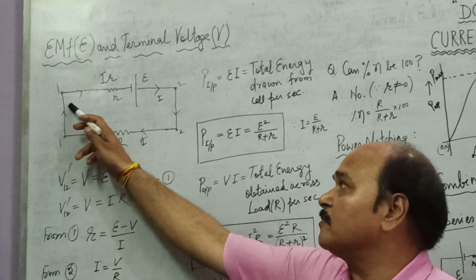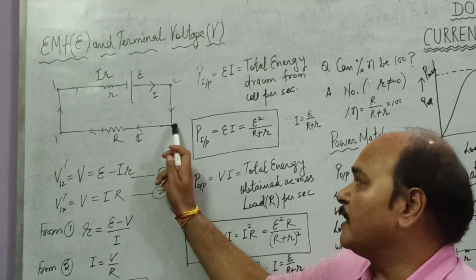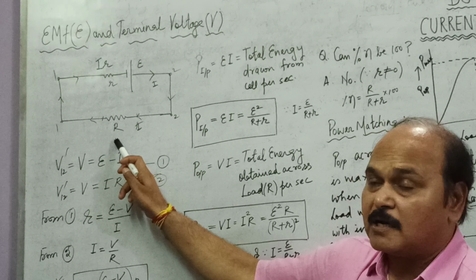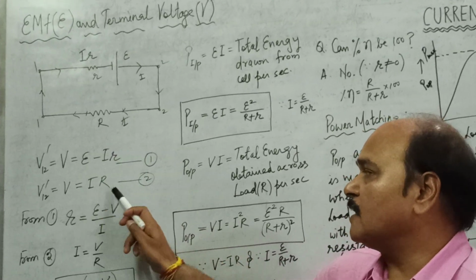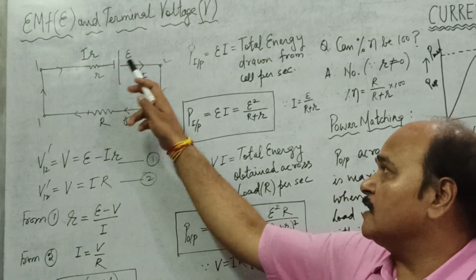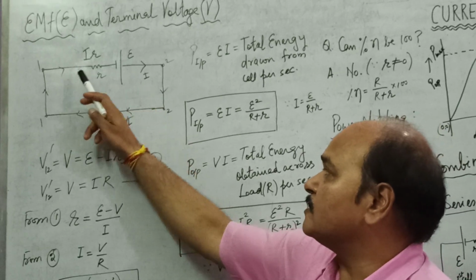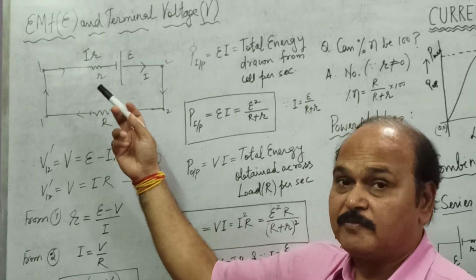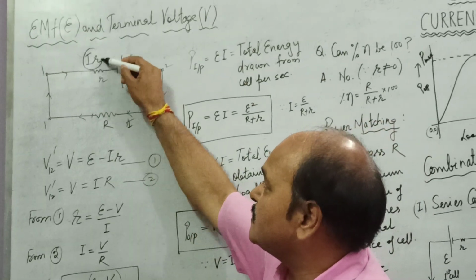So these are the two terminals of the cell, 1, 2. These are also 1, 2. When current I passes through this load R, then what is potential drop here? IR. So this IR is the formula of terminal voltage. Well, when current is drawn, a part of the potential which is across the terminals of the cell, which is EMF, drops across internal resistance. This is internal resistance inside the cell.